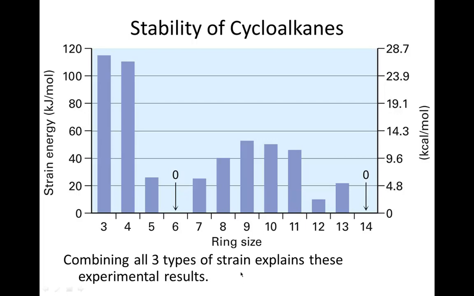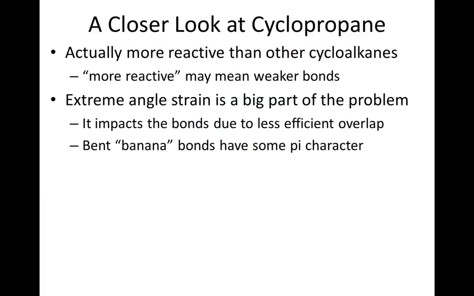So that's how we can explain the experimental results for these rings. Now let's talk a little bit more about cyclopropane. I said it's actually a little more reactive than the other cycloalkanes, and when you say something's more reactive, what you really mean is that there's probably some weaker bonds in there that are easier to break.